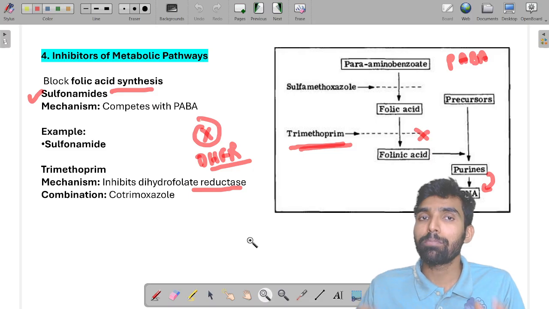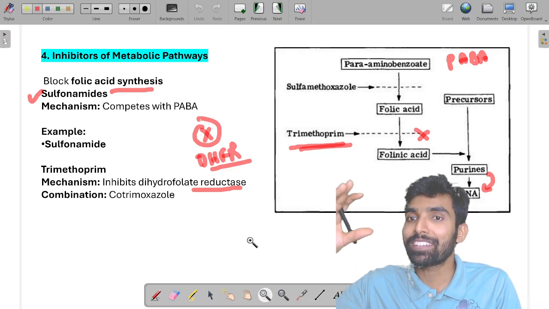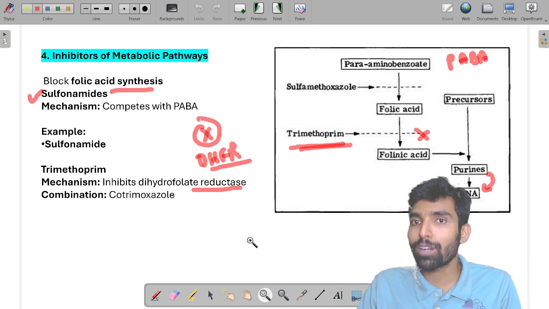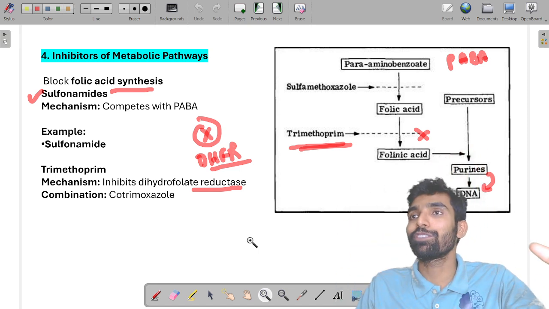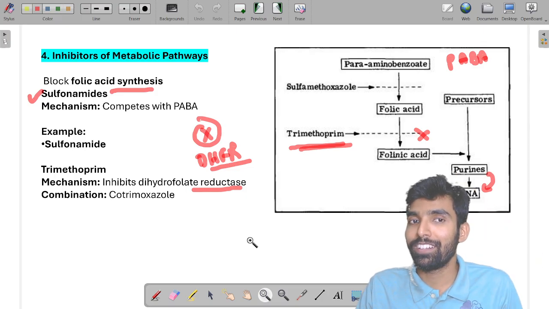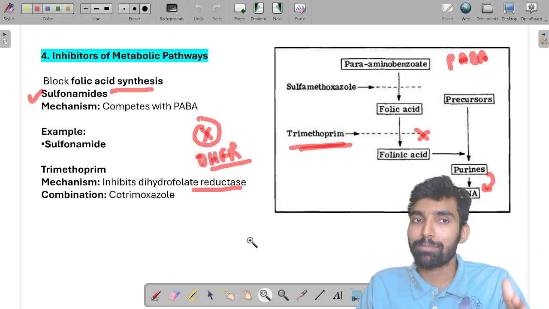Next one is the inhibitor of metabolic pathways, right? Metabolic means the basic things. Let's say DNA, purine is not there. Purine needs to be synthesized from where? From folic acid. Okay, let's block the folic acid pathway. Let's block the dihydrofolate reductase, right? So that's done by sulfonamide.